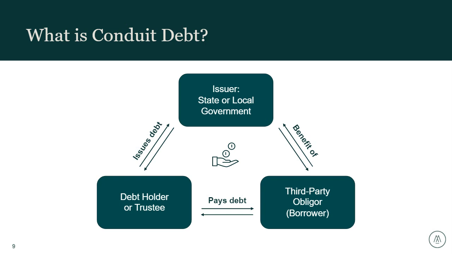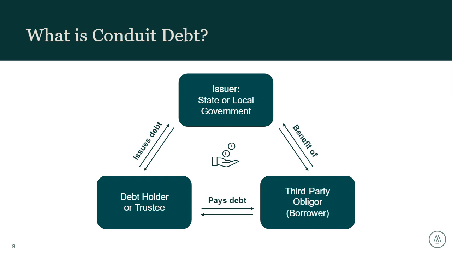A conduit debt obligation has all five of the following characteristics. So there are at least three parties involved, which you see on the slide here: an issuer, generally a state or local government, a third-party obligor, the borrower, and a debt holder or a debt trustee. There may be more than one third-party obligor, debt holder, or debt trustee. The issuer and the third-party obligor are not within the same financial reporting entity.